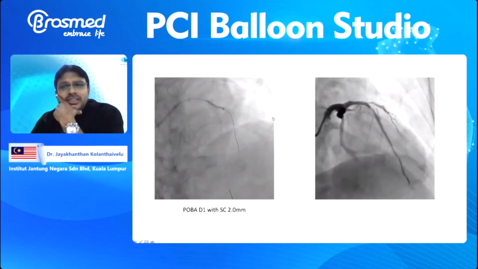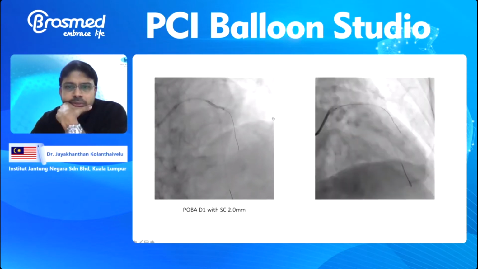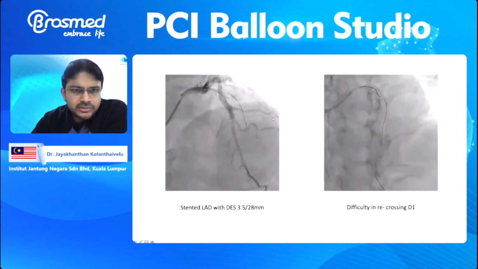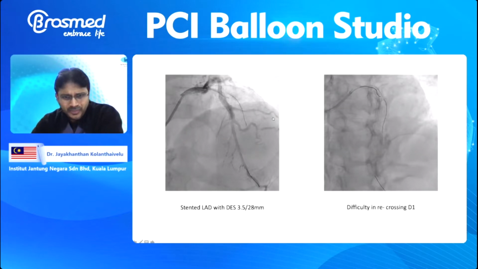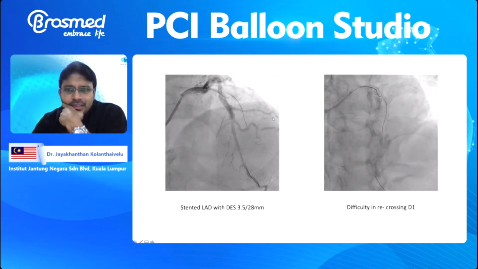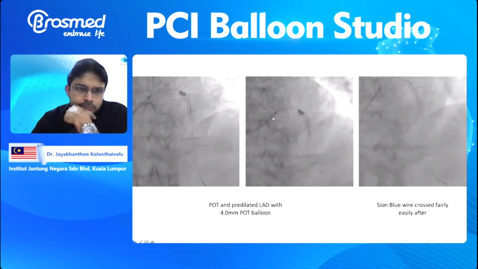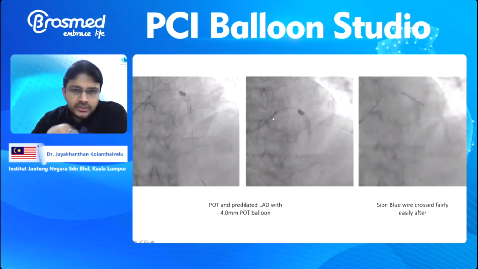So at this juncture, we were thinking, should we put a drug coated balloon, because of the old stent, or should we just stent across it? There was quite a lot of recoil. Even I was shocked. So we said I'll just put in another DES. We put in a 3.5 by 28, and we had a lot of trouble trying to rewire the diagonal after that. So we took a POT balloon.